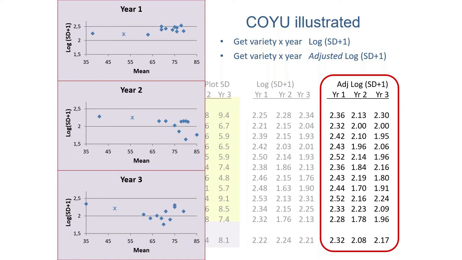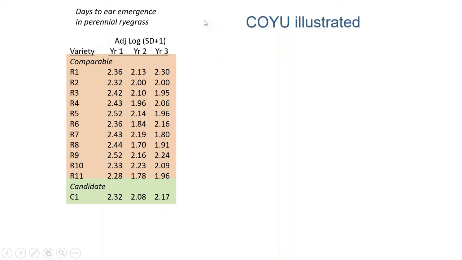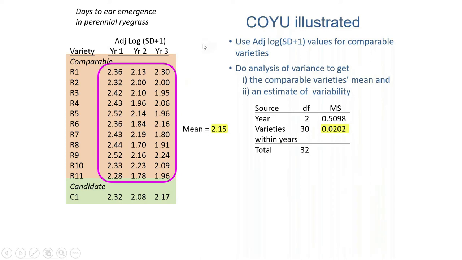So I'm moving to another slide, but here is our data again. And the first thing we do is we take our adjusted standard deviations for the comparable varieties, and we do an analysis of variance on them. That gives us an estimate of variability and also a mean. And we next calculate the mean for the candidate.